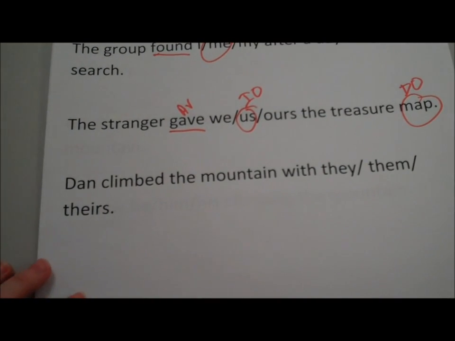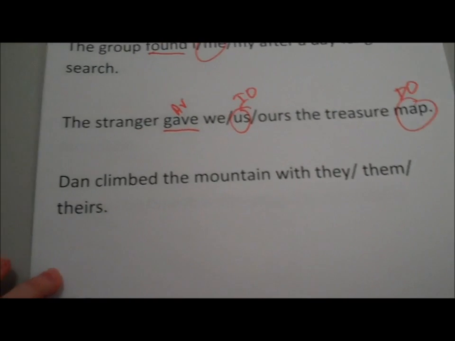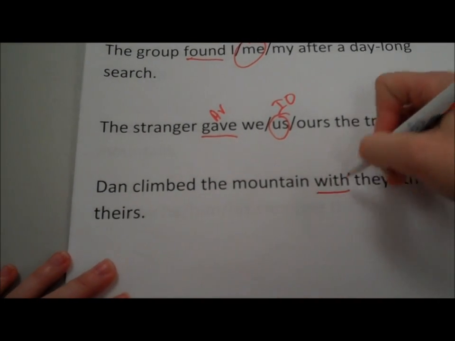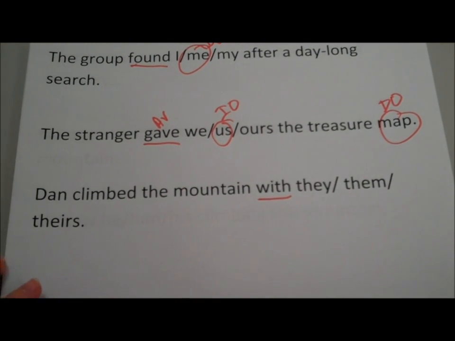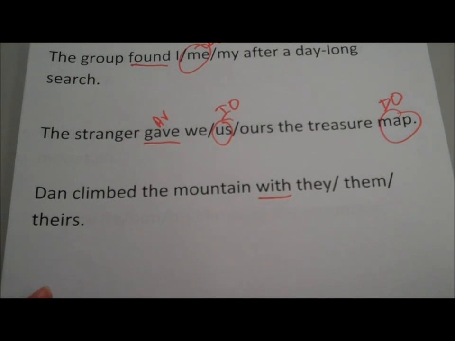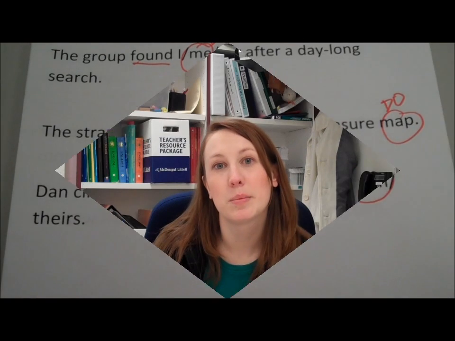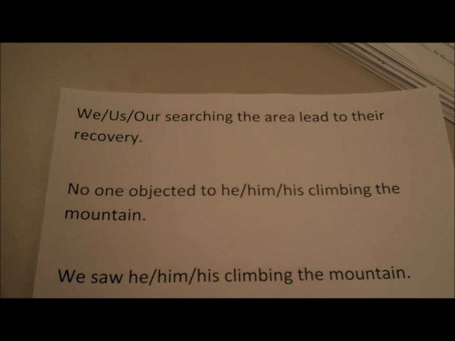And here, Dan climbed the mountain with they, them, or theirs. With is a preposition. So the pronoun is working as the object of the preposition, which means I need the objective case, them. Possessive pronouns you're going to use when you need to show relationship or possession of a given object. All right, so with possessive pronouns, those are pretty easy.